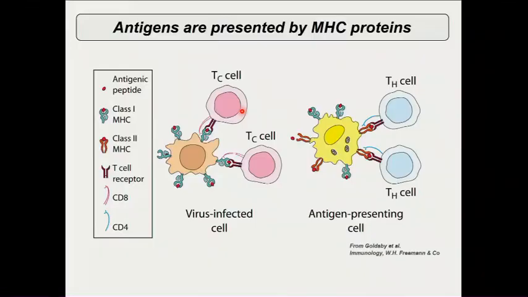Okay, important slide. Because it also shows which cells have class 1, class 2 MHCs, which cells have T cell receptors, and which cells have the T cell co-receptor, CD8 and CD4. So this is not random.